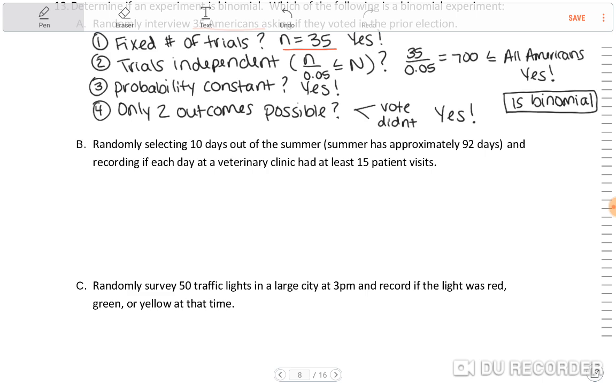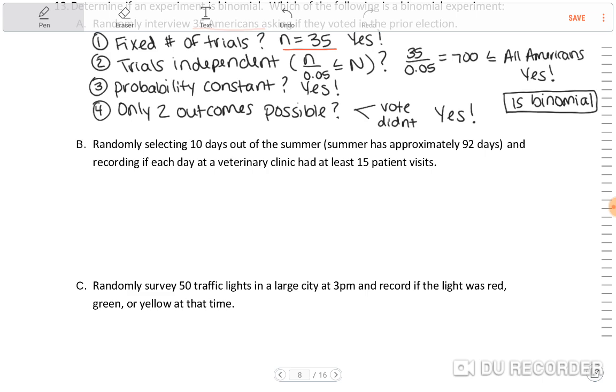What I'm looking at here is, there are a fixed number of trials in the experiment. Randomly selecting 10 days out of the summer. Summer has approximately 92 days. All right. Okay, so if you take 10 days, seems like a fixed number of trials. Trials are independent. So let's see here.